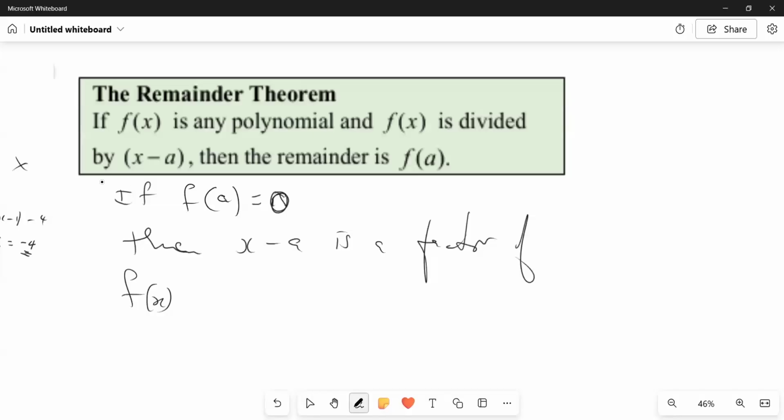I'm just adding on the factor theorem at the end here. Really and truly, the factor theorem is implied here. You don't have to say everything. By saying that if f(x) is divided by x minus a, the remainder is f(a), by implication, without saying it, it is true that if the remainder is 0, then x minus a is a factor of f(x). That's how the notes that I sent to you put it.